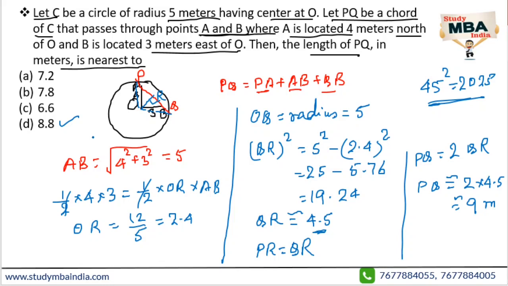So we have no confusion selecting 8.8, because we know that 6.6, 7.8 and 7.2 will not be the answers because these are not closest to 9 as compared to 8.8. So the answer will be 8.8 meters. I hope this is clear to you.